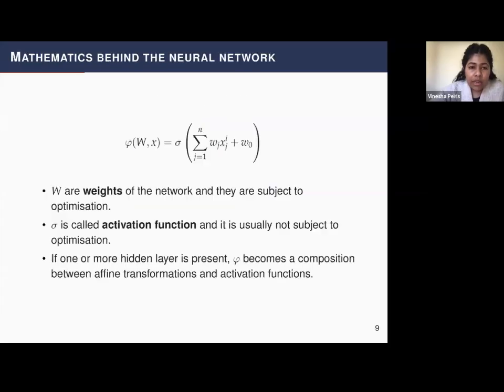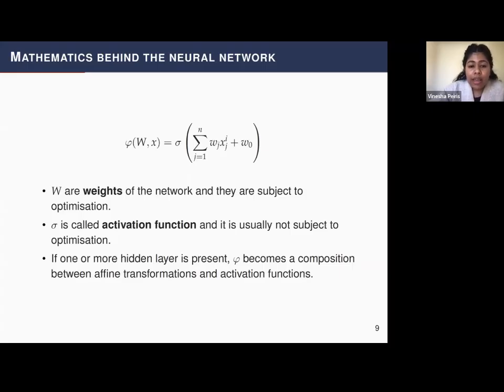If you have a look at the mathematics behind a neural network, in this case, assume that you are going from inputs to outputs directly, so you have no hidden layers at all. You have a very simple network where you directly go from inputs to outputs. In that case, your output will be this function pi of wx, and it can be written as a composition between sigma and this affine transformation here. Now these wj's and w0, the w's in total, are called the weights and they are subjected to optimization. This sigma here is called the activation function, and it is usually not subjected to optimization. It is there to introduce nonlinearity to your neural network.